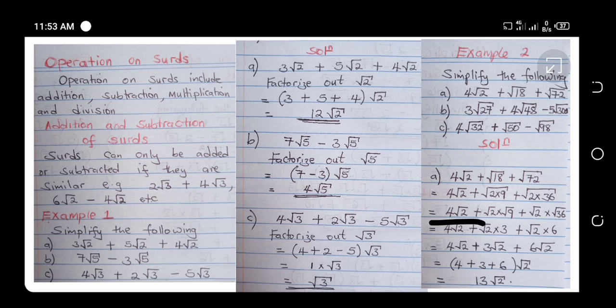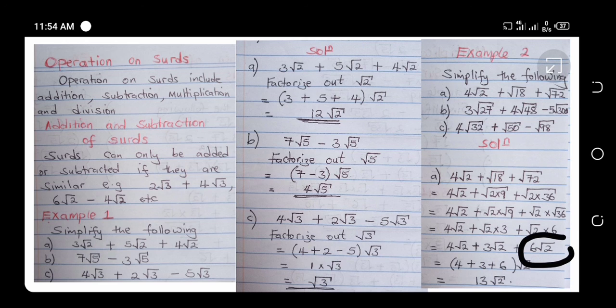So here with 4 root of 2, we leave it the way it appears. But when you come to the second one, root of 2 times 9, it will be root of 2 times root of 9. Then root of 2 times 36 will be root of 2 times root of 36. Then it will remain 4 root of 2 plus root of 9, which gives 3, and then root of 2 plus root of 36, which gives 6. When you multiply them, we get 4 root of 2 plus 3 root of 2, and then plus 6 root of 2.